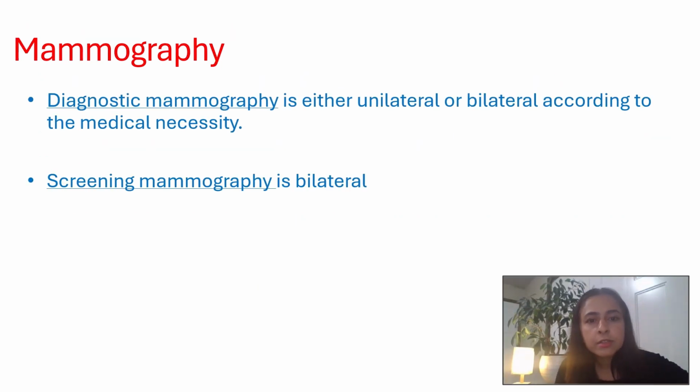Mammography. Diagnostic mammography is either unilateral or bilateral according to the medical necessity, and the screening mammography is always bilateral.